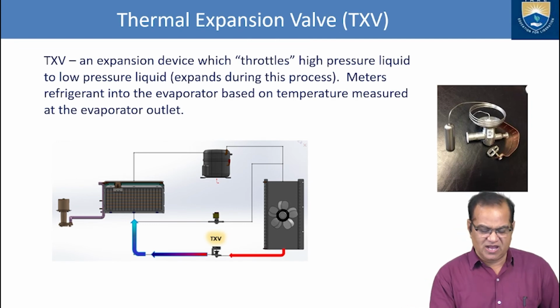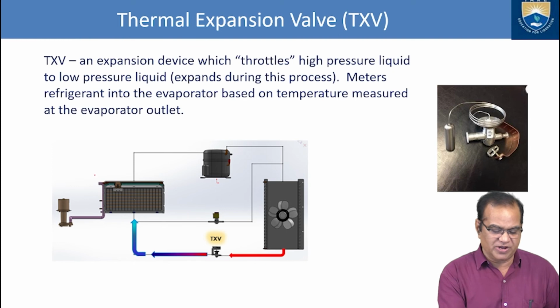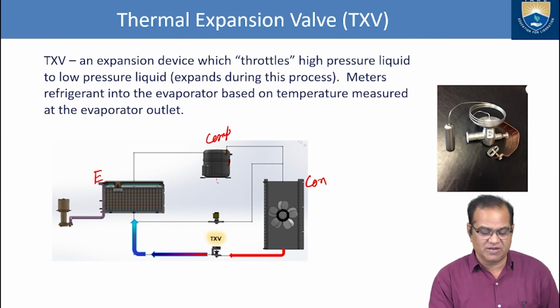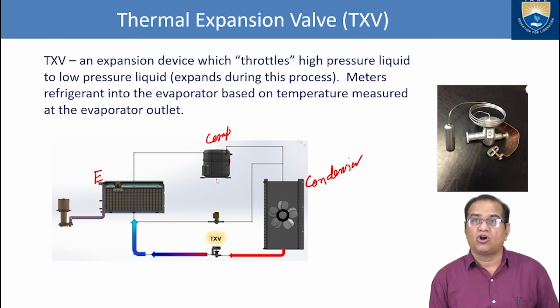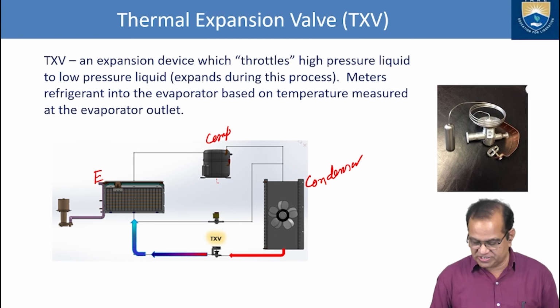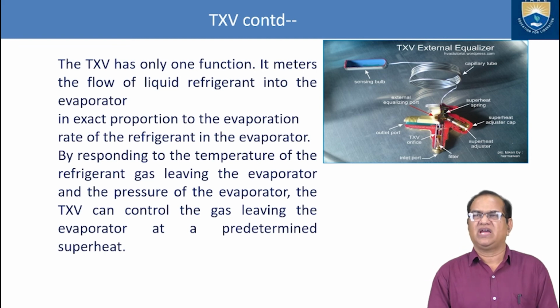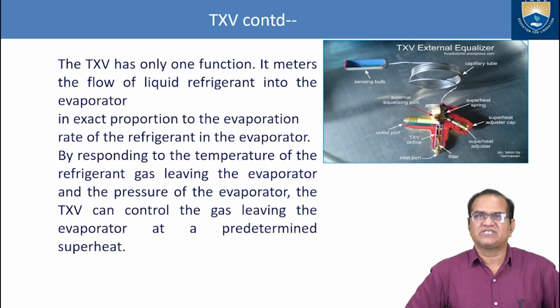The location of this TXV is between the evaporator and the condenser. This is the compressor. So your thermal expansion valve is located between the evaporator and the condenser, and the purpose of this is to throttle high pressure liquid to a low pressure liquid. So that is the purpose of this. Now the TXV is shown in further detail in this diagram. First I will just explain here.